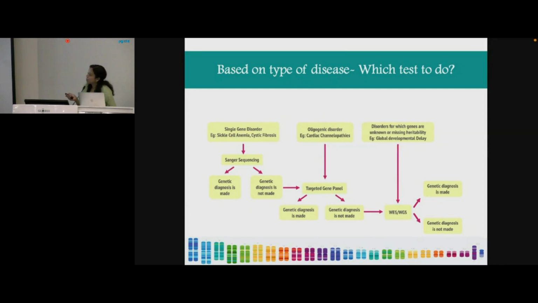And for disorders where multiple genes are responsible, or there is some unknown or missing heritability, like global developmental delay and intellectual disability, with very vague and very broad phenotypes, you don't have any idea for a targeted panel. Then it is better to go for whole exome sequencing in such cases. If it is negative, then only whole genome sequencing.